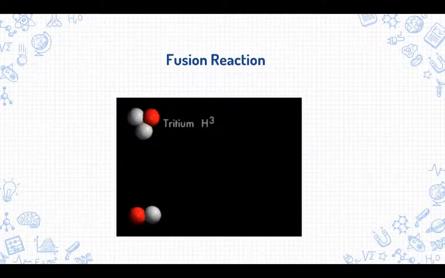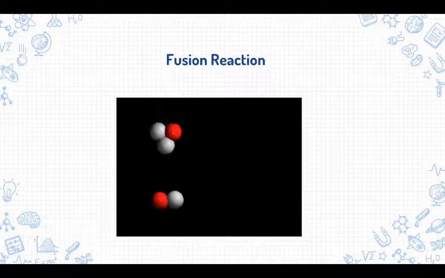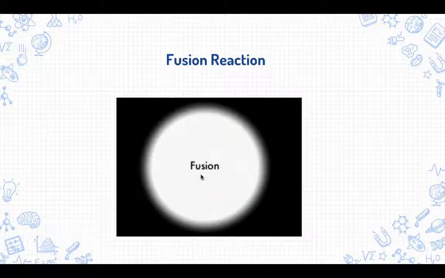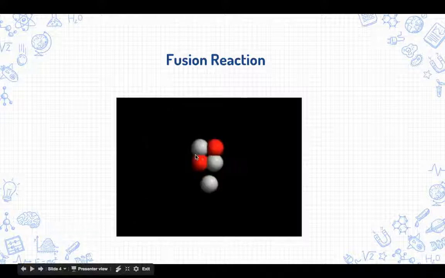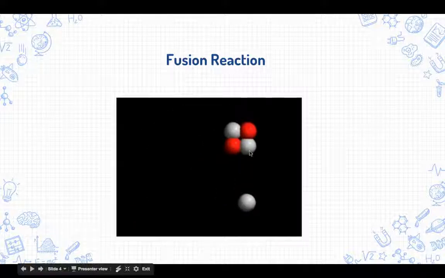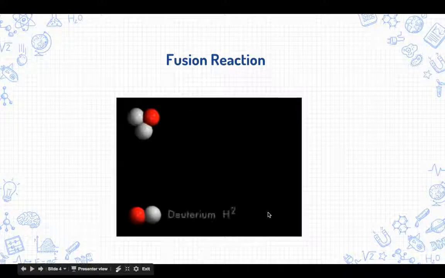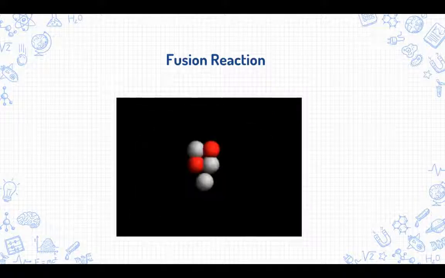Okay, so here's a nice little animation of this happening. Those are both types of hydrogen because they have one proton. And those two different isotopes come together and it makes a helium plus an extra neutron floating off to the side. If you have questions about that, I can help explain that a little better later.